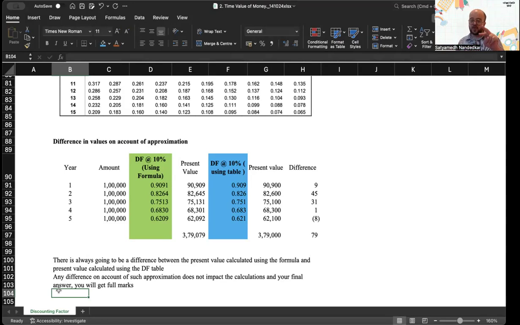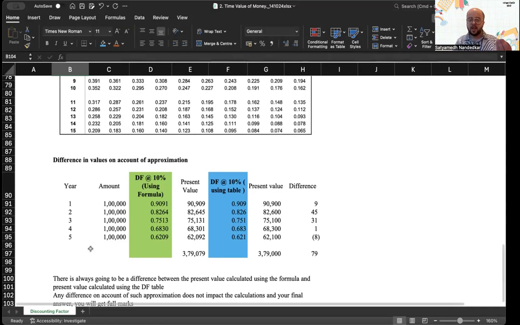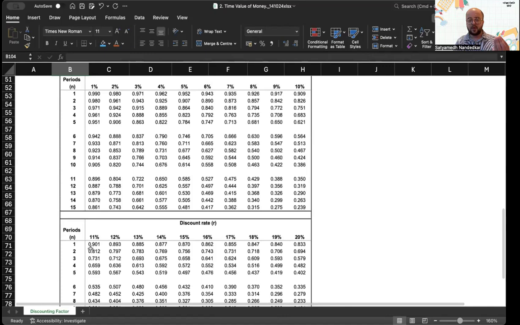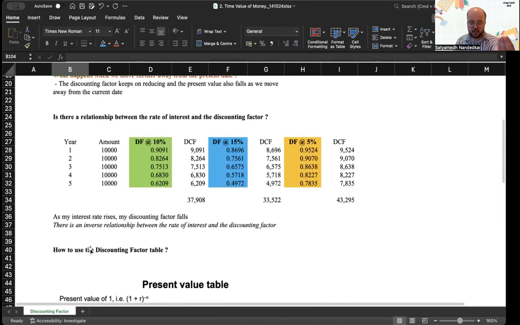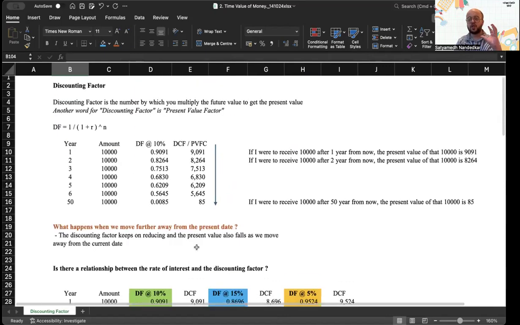It's not as if just because you have used the table instead of the formula, a positive NPV situation will become a negative NPV situation. What is NPV? We'll understand in some time. Right now, I just want you to absorb the entire concept around how the discounting factor is calculated, how the present value table is used, and what the relationship is between different variables. This base knowledge will be used in a lot of other areas when we study those further.